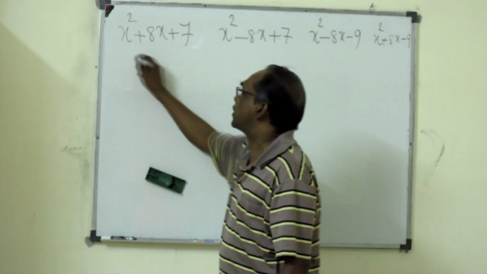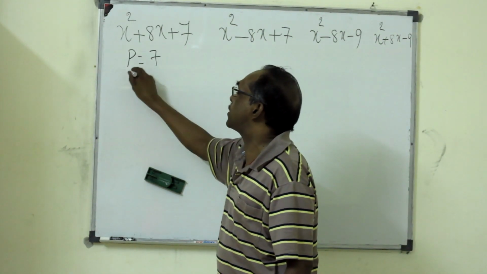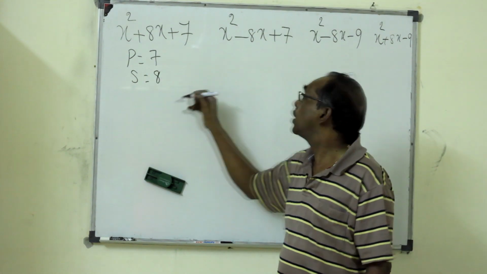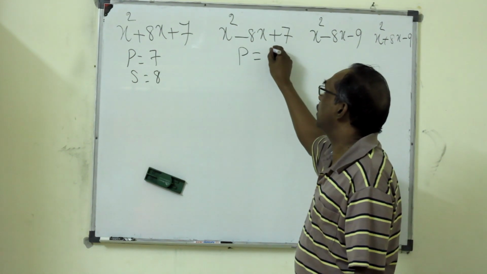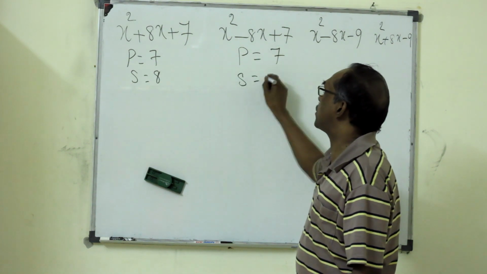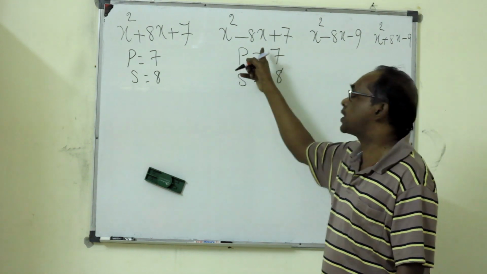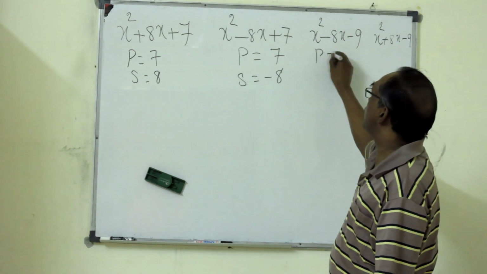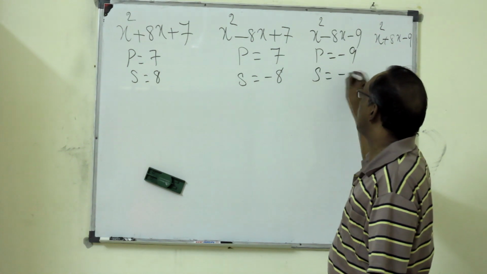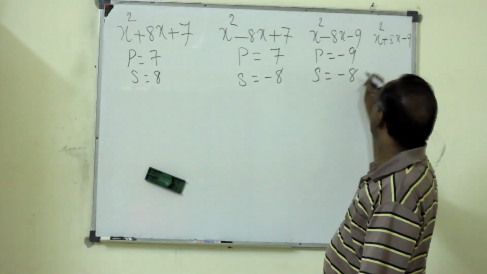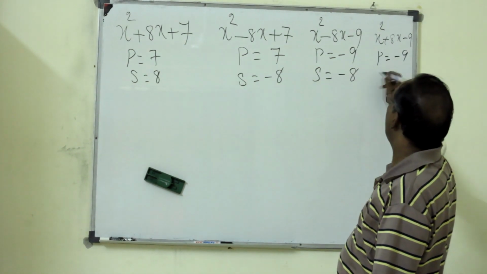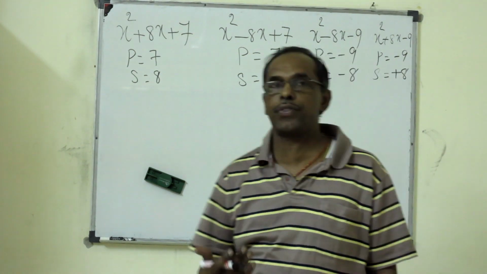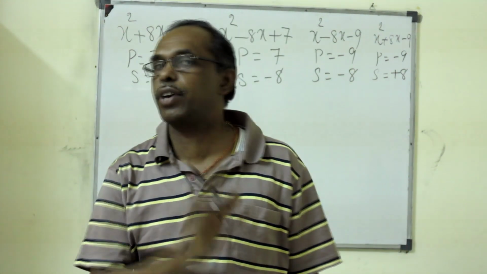So here, what is the product? Product is 7 and sum is 8. So product is positive, sum is positive. Here the product is 7 and the sum is minus 8. Product is positive and sum is negative. Here the product is minus 9 and the sum is minus 8. Here the product is minus 9 and the sum is plus 8. So when you take the factorization of a quadratic polynomial, you will have four cases.